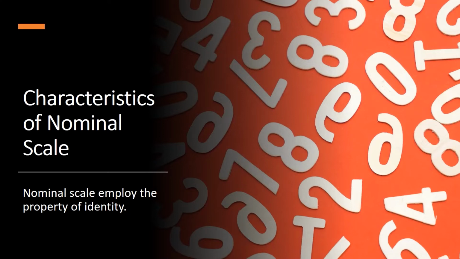First of all, nominal scale employs the property of identity. We have already discussed the first property of measurement, that is the property of identity. So, here nominal scale focuses upon the property of identity. It means by providing a sign, a symbol, or a number, you have to identify the phenomena, the object, a learner, a population.